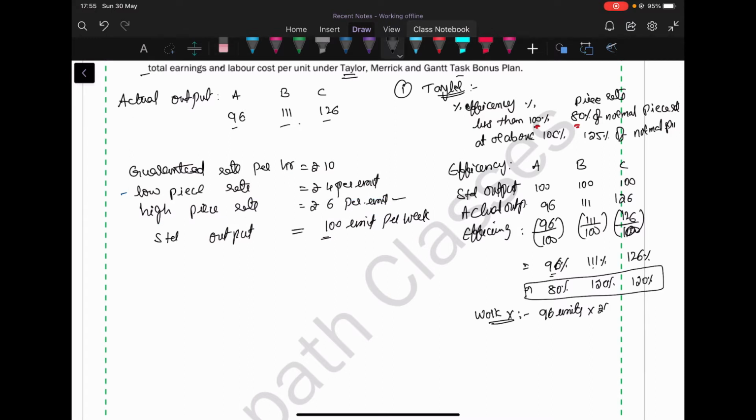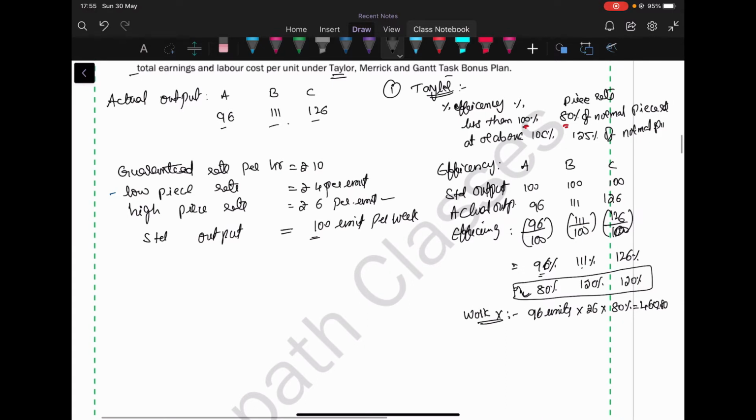It should get paid per unit, but as his efficiency is less than 100%, he will be getting paid only 80%. So 96 units he produced, per unit 6 rupees, but as his efficiency is less than 100%, he will be paid only 80% of his total earnings. So it means 460 rupees 0.80 only is earnings, right?